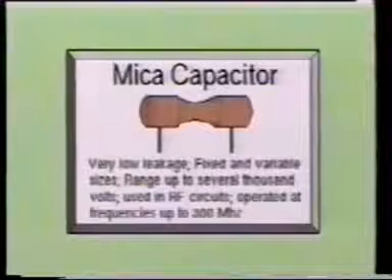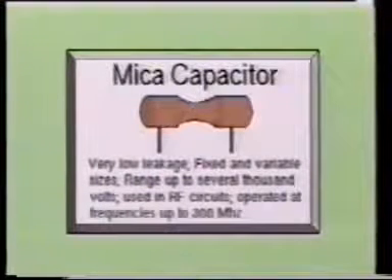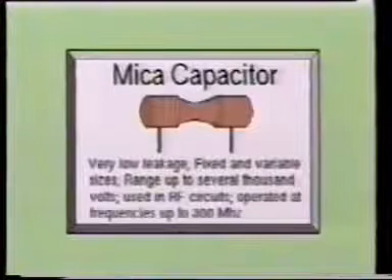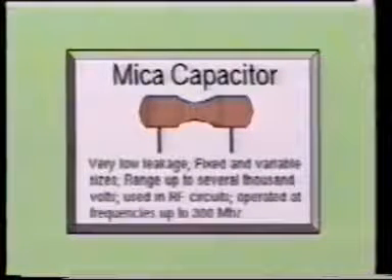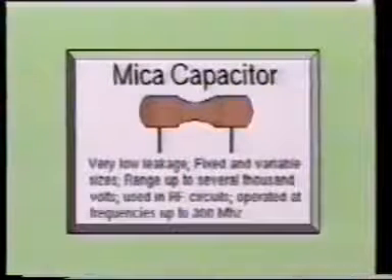The capacitive value of this capacitor is generally between 1.5 picofarad to 0.1 microfarad. These capacitors are used in RF circuits and will operate at frequencies up to about 300 megahertz. The mica capacitor finds general use as RF bypass capacitors.